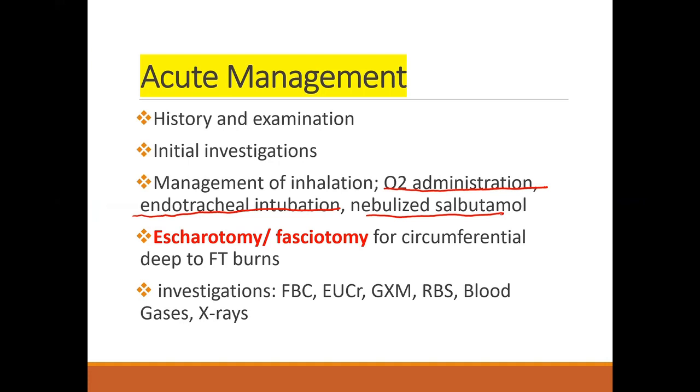Now, escharotomy or fasciotomy for circumferential deep to full thickness burns. When there is circumferential injury involving a limb or the chest, for the limb, it will cause compartment syndrome. You need to do an escharotomy or fasciotomy. They are two different procedures. This is incising the eschar, while this is the fascial compartment. The investigations include full blood count, U&E, grouping and cross-matching, random blood sugar, gases, and X-ray when indicated.